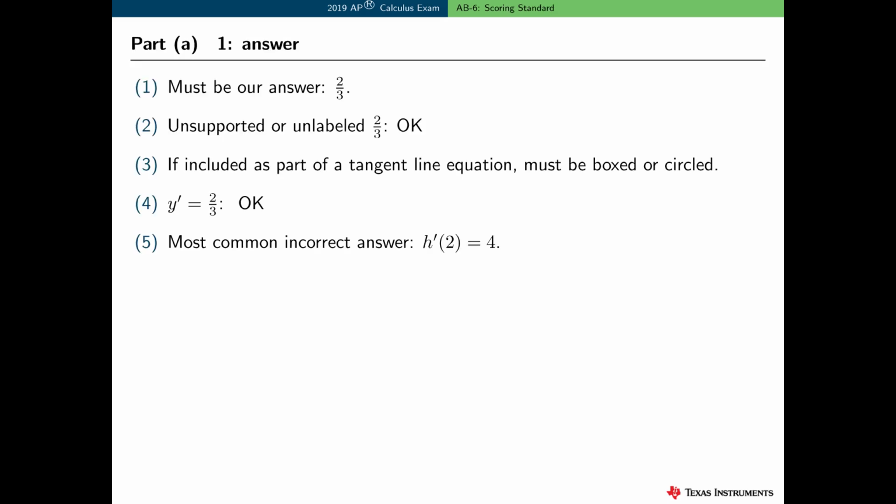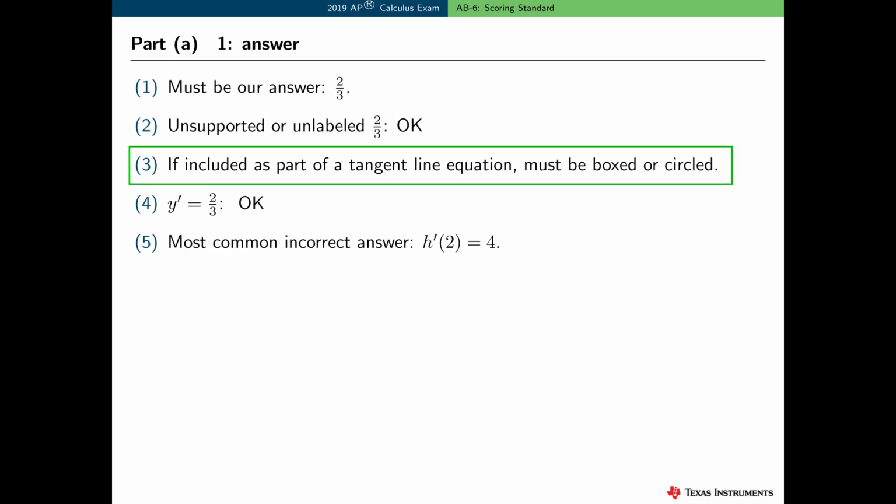Now let's take a more careful look at the scoring guidelines. Part A was worth 1 point, simply for the answer. And this had to be our answer 2/3. In this part of the problem, the 2/3 could be presented unsupported or unlabeled, and the student would still earn the point. If the 2/3 was included only as part of a tangent line equation, then the 2/3 had to be boxed or circled or highlighted in some way.